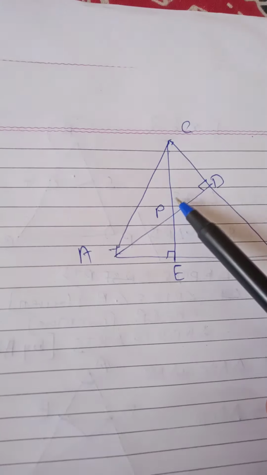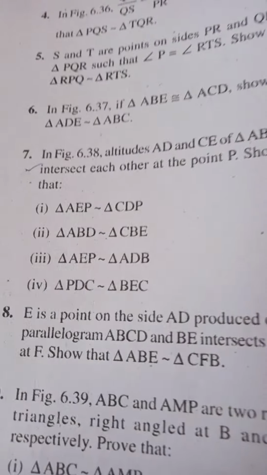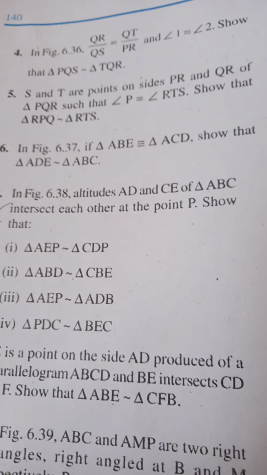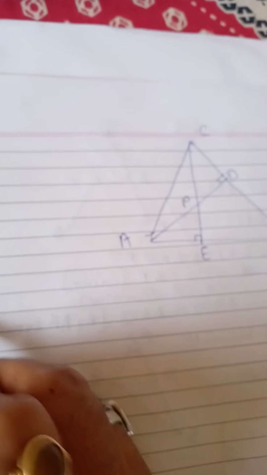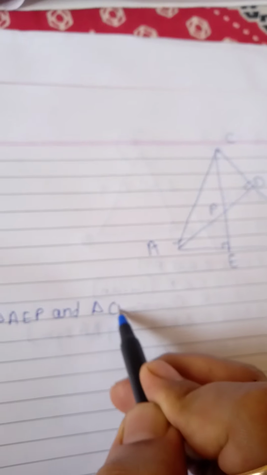Now you can say here so many triangles are formed and these conditions you have to prove: AEP, CDP, ABD, CBE, AEP, ADB and PDC, BEC. Question number 7. The question is given in textbook. I am directly starting the solution because we have not that much time for video. So first of all, the first triangle I am going to select here, triangle AEP and triangle CDP. I am just giving the solution according to your textbook.